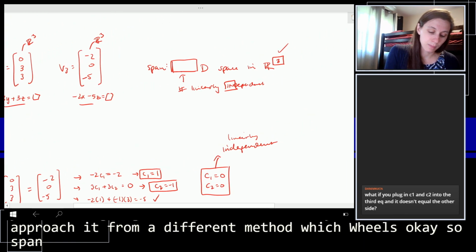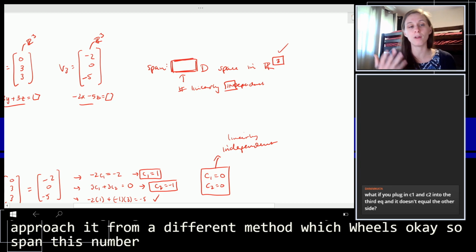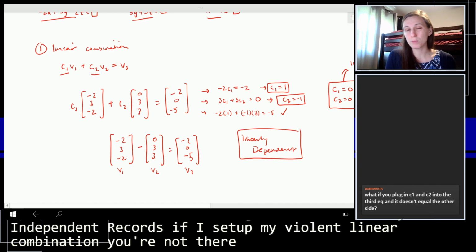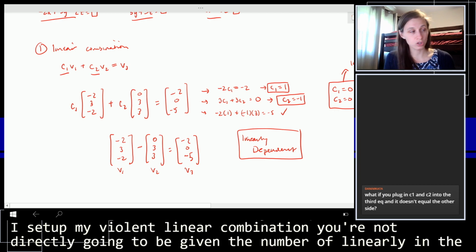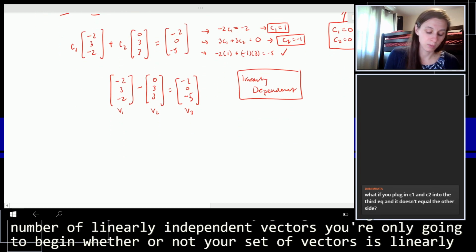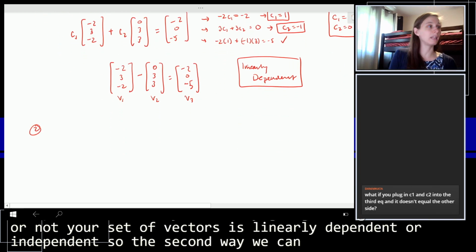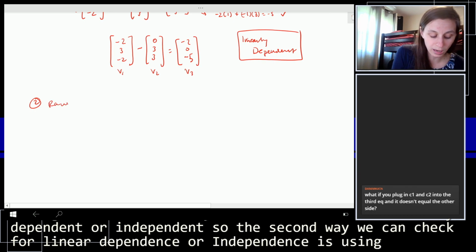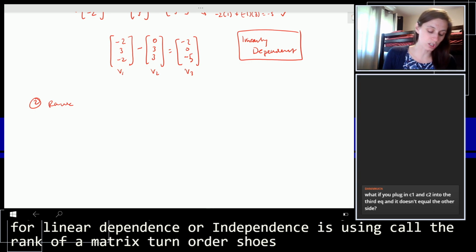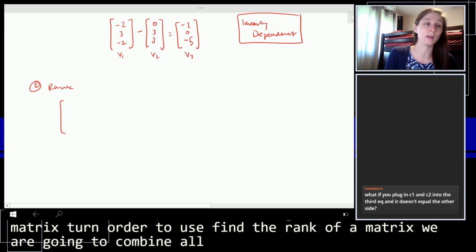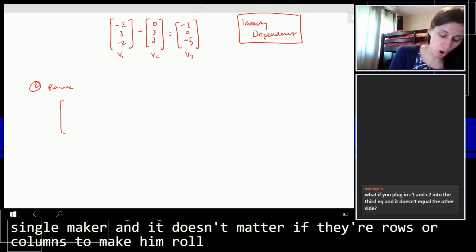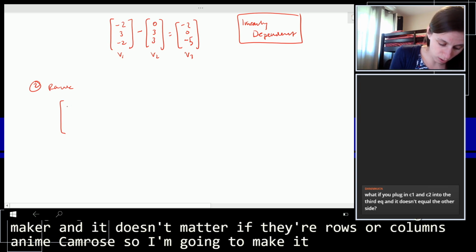Okay, so span. This number needs to be the number of linearly independent vectors. If I set up my vectors as a linear combination, you're not directly going to be given the number of linearly independent vectors. You're only going to be given whether or not your set of vectors is linearly dependent or independent. So the second way we can check for linear dependence or independence is using the rank of a matrix. In order to find the rank of a matrix, we are going to combine all of our vectors into a single matrix. It doesn't matter if they're rows or columns. I'm going to make them rows. So I'm going to make it row 1.